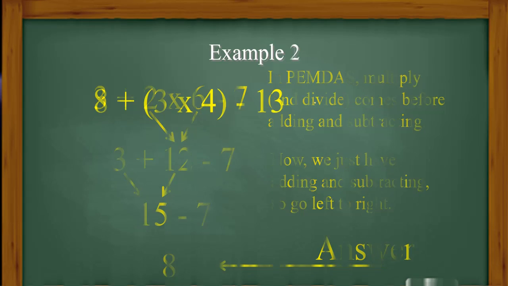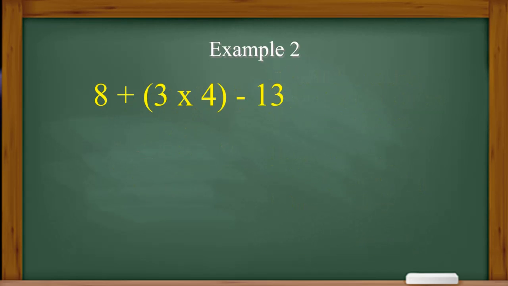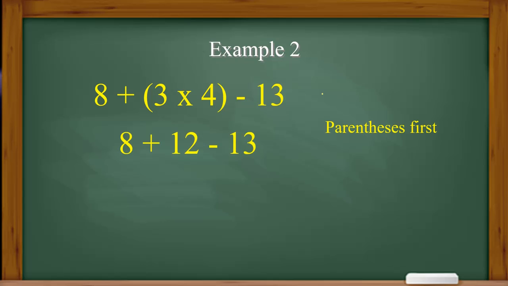Let us have another example. If we have 8 plus open parenthesis 3 times 4 close parenthesis minus 13. If we follow PEMDAS rule, P stands for parenthesis. Do we have operation inside the parenthesis? Yes, correct. We have 3 times 4. So we must multiply 3 and 4. 3 times 4 is equal to 12. And then bring down the rest.